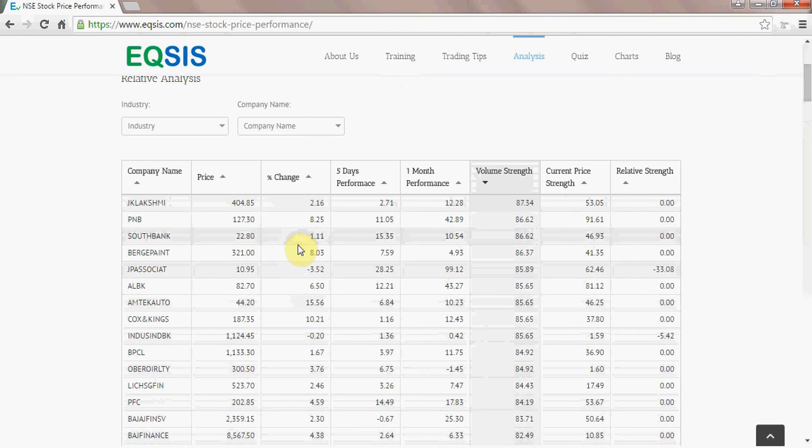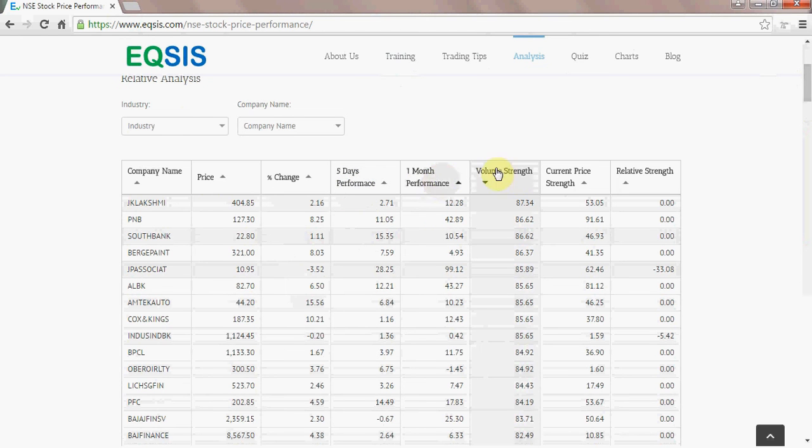It is not just 1 day positive. In the last 4-5 days, it is actually positive. Today some stock is negative, but looking at the last 5-day average and last 1 month average can give us some sort of a clue. So here you find the last 5-day price performance and last 1 month price performance.